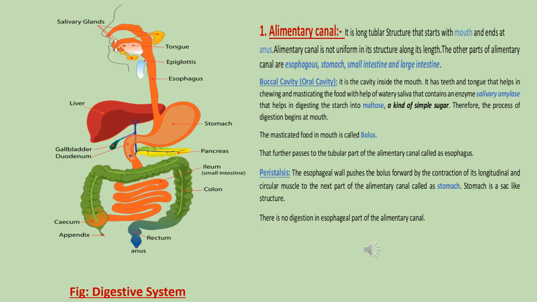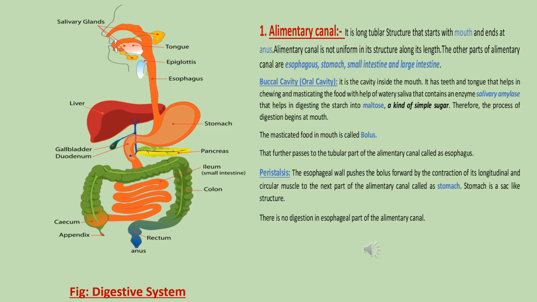Alimentary canal is defined as a long tubular structure that starts with the mouth and ends at the anus. The alimentary canal is not uniform in its structure along its length. The other parts of the alimentary canal are esophagus, stomach, small intestine, and large intestine. So, one by one, we will try to understand the parts of the alimentary canal.